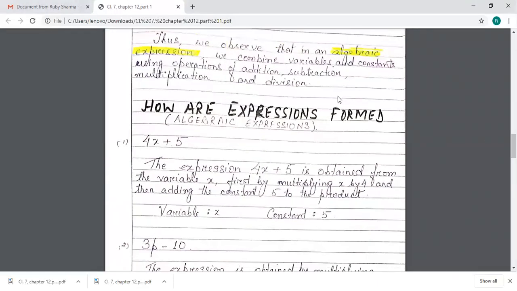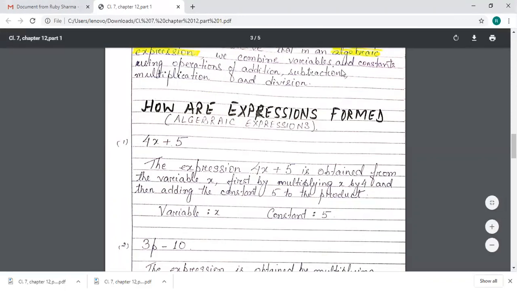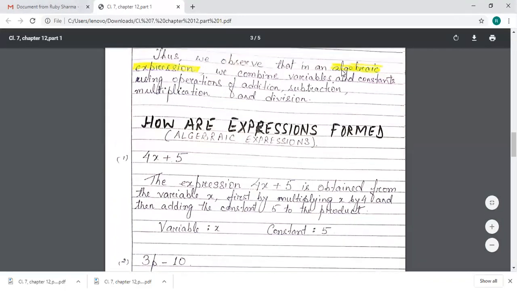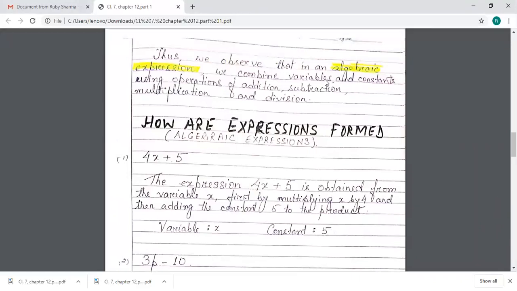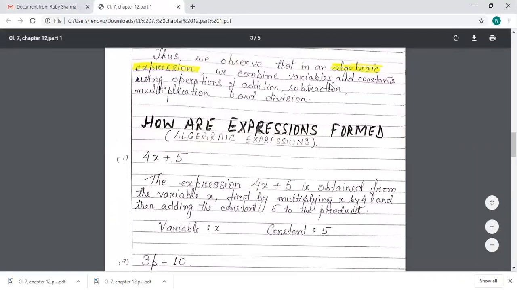So what have we observed? The variables and constants are combined using operations of addition, subtraction, multiplication, and division to form an algebraic expression. So here, if you're asked how 4x plus 5 is formed, what are you going to write?